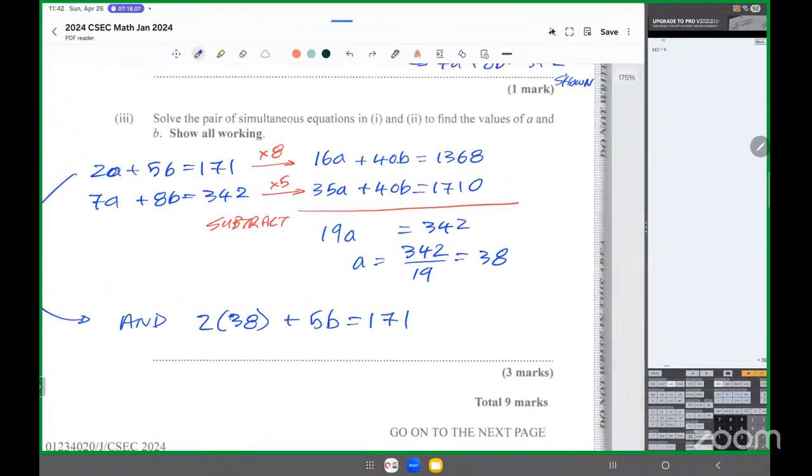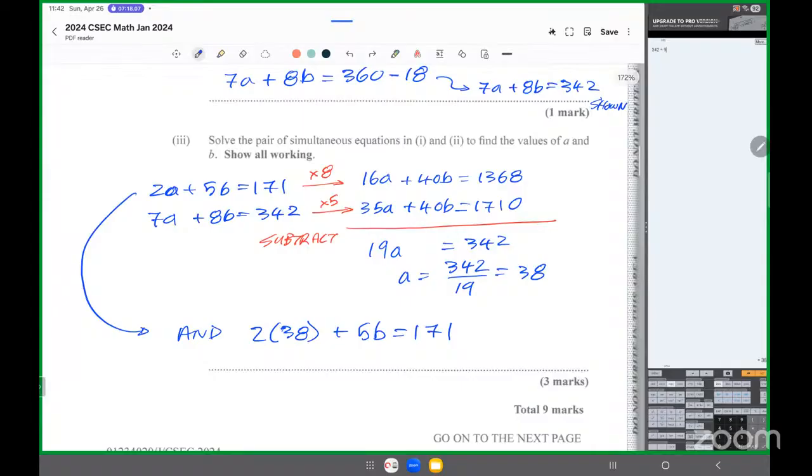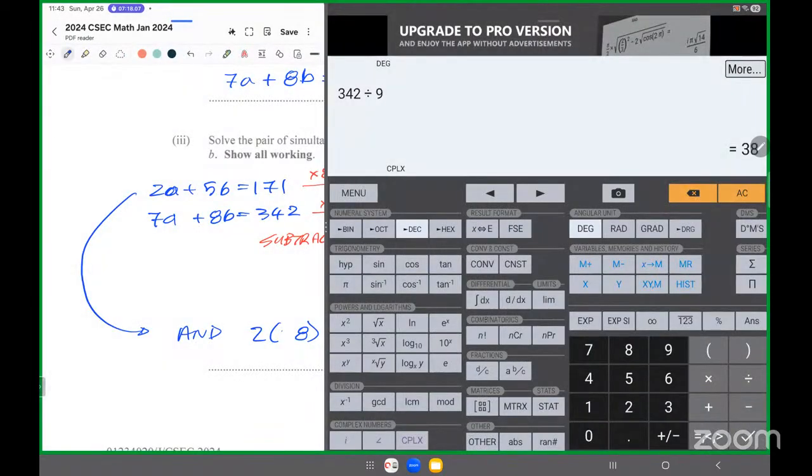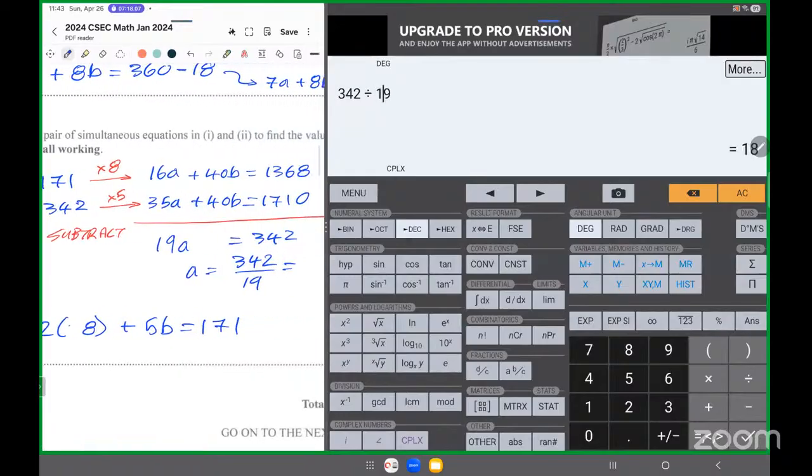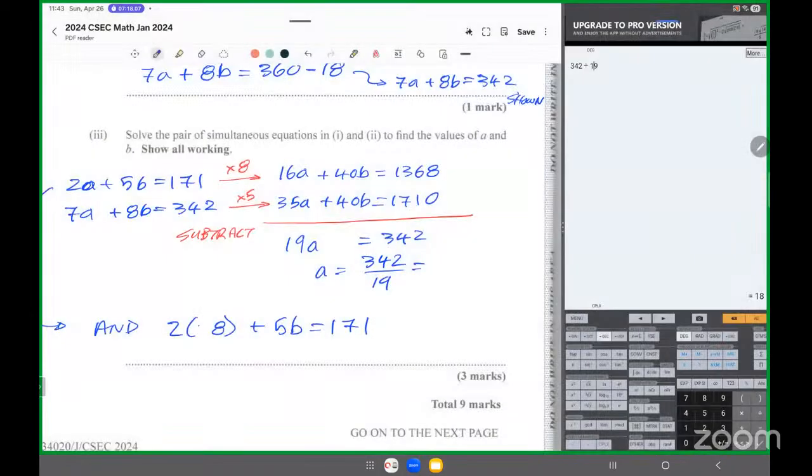Yes? Sir, it's 18, not 38. 18? All right, yes, my mistake. I divided by 9. I put 9 on the calculator. So I should divide by 19. It should have been 18. All right, thanks for that. So 18 is the answer.